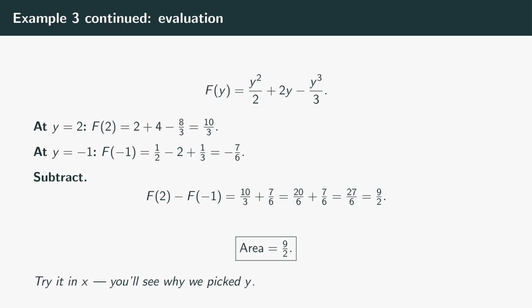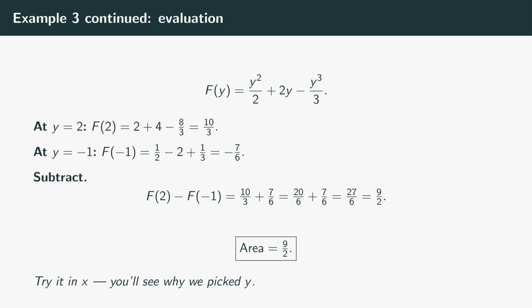Subtract: f of 2 minus f of -1 equals 10 over 3 minus -7 over 6, which equals 10 over 3 plus 7 over 6. Common denominator 6: 20 over 6 plus 7 over 6 equals 27 over 6 equals 9/2. The area is 9/2, 4.5 square units, a surprisingly large region. It's the lens between the sideways parabola and the diagonal line, stretching from y equals -1 up to y equals 2, with the line cutting across diagonally to the right of the parabola.